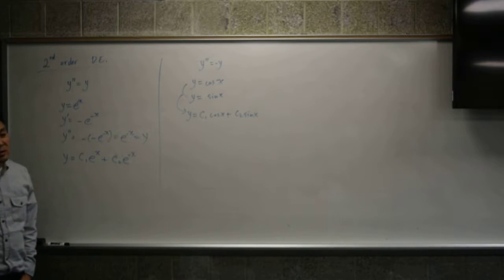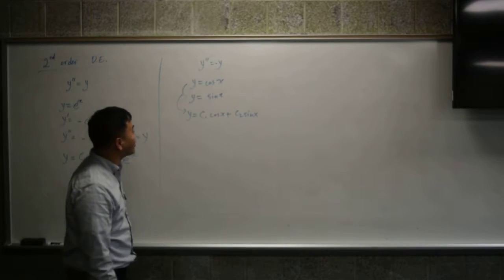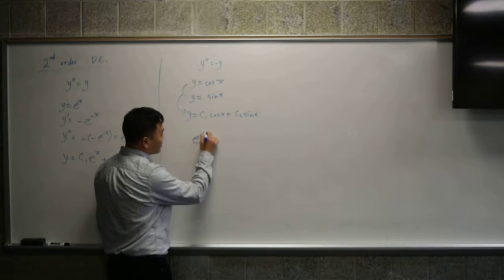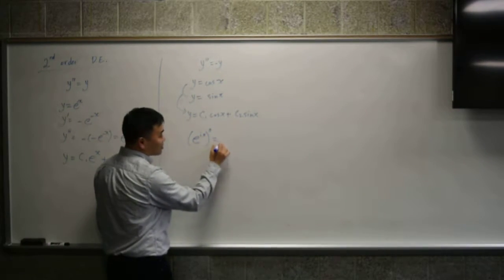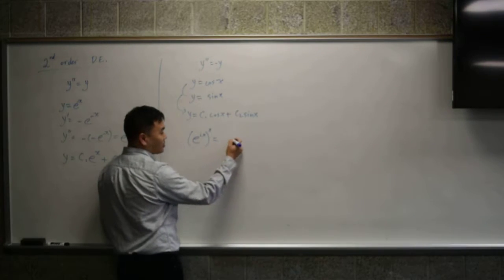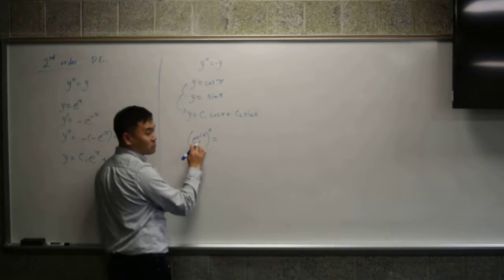Now, let me give you something else to think about. What's e to the ix double prime? What's that? If you differentiate once, you get what? What's the first derivative?